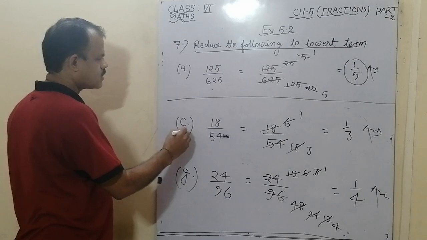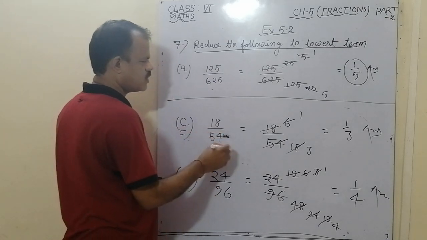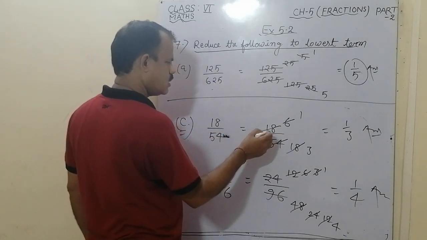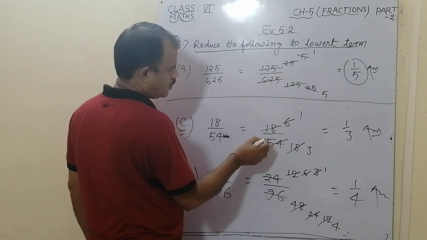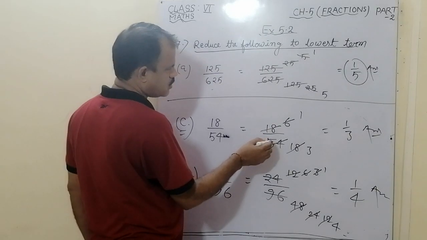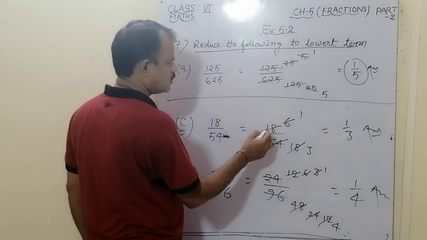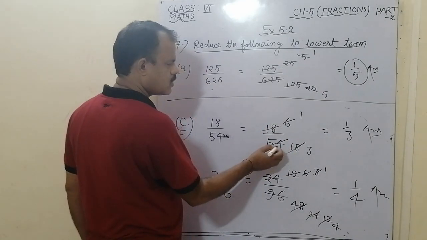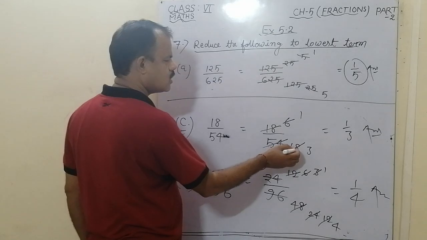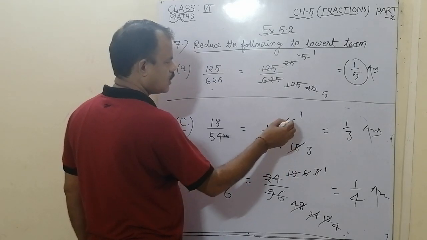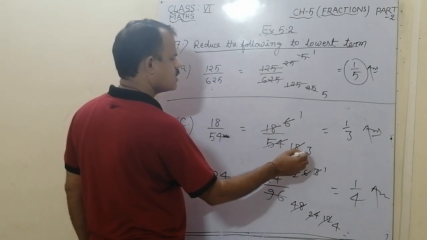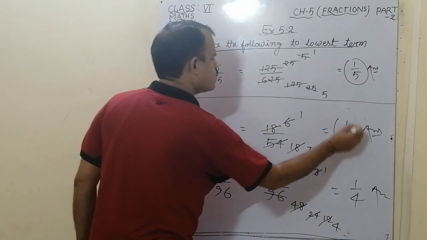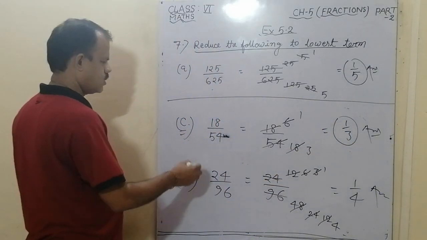See one more part, C part, 18 by 54. See here, we cut both numerator and denominator by the table of 3. 3 6s are 18, 3 1s are 3, 2 remainder, 24, 3 8s are 24. Again 6 1s are 6, 6 3s are 18. So 1 by 3 is the lowest term.